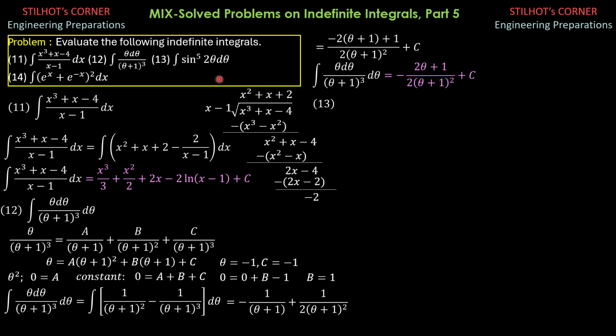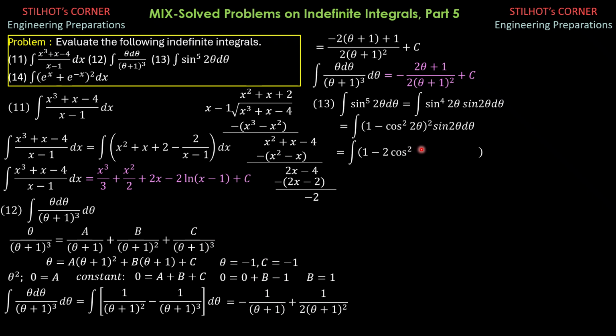Then 13, integral of sine to the fifth of 2 theta. We break sine to the fifth into sine to the fourth of 2 theta, then times sine of 2 theta. Replacing sine to the fourth of 2 theta by sine square, of course, quantity square, by the identity, then we have integral of quantity 1 minus cosine square of 2 theta quantity square, then sine 2 theta d theta, which is integral of 1 minus 2 cosine square of 2 theta plus cosine to the fourth of 2 theta, then sine of 2 theta d theta.